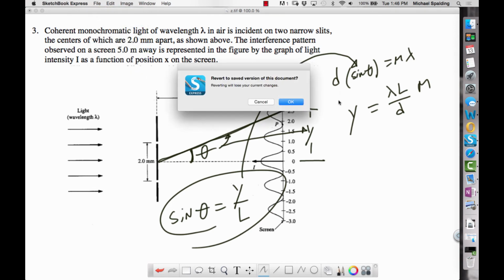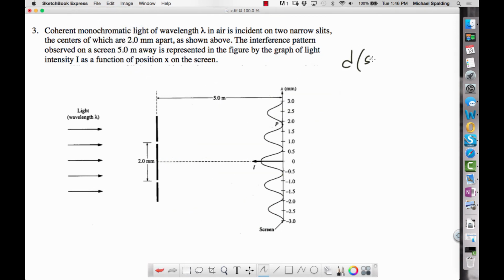So now let's do it. The two equations: d sine theta equals m lambda, and y equals lambda L over d, all times m. First question: what property of light does this interference experiment demonstrate? That light is a wave. The fact that you get this interference pattern of bright, dark, bright, dark shows that light has wave properties. At point P in the diagram, there's a minimum in the interference pattern, so they're talking about this point right here.